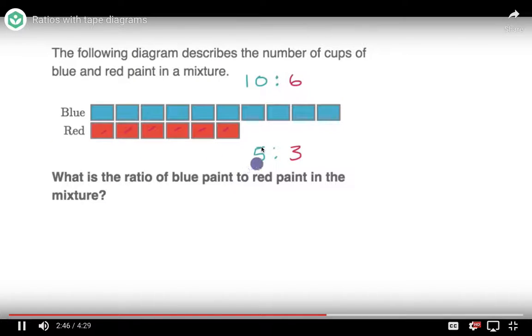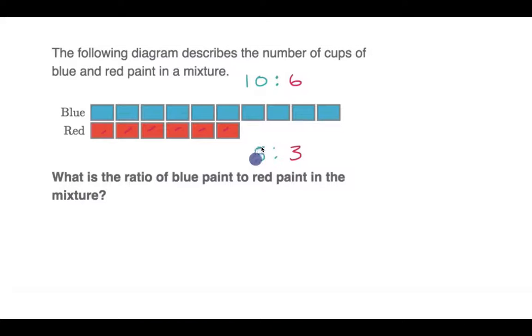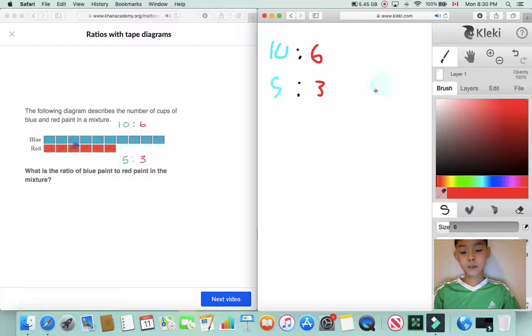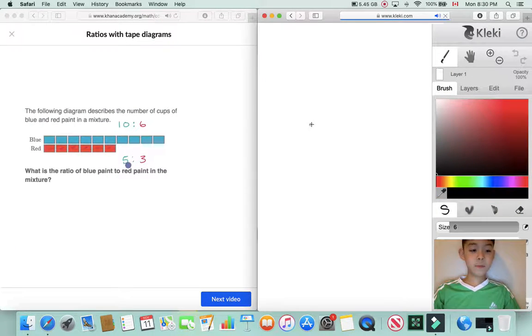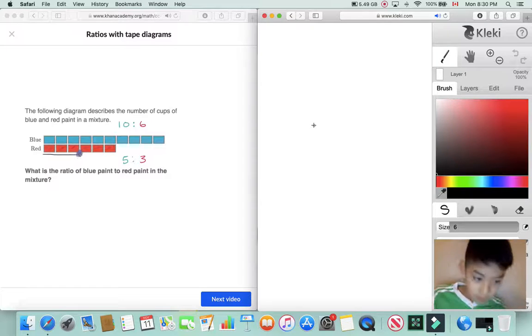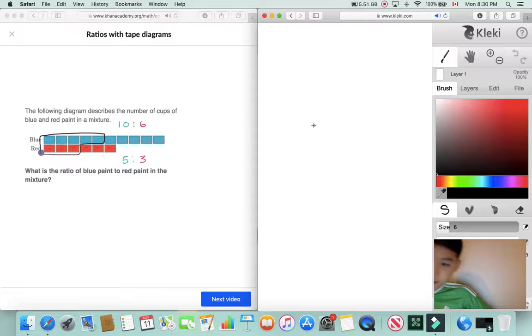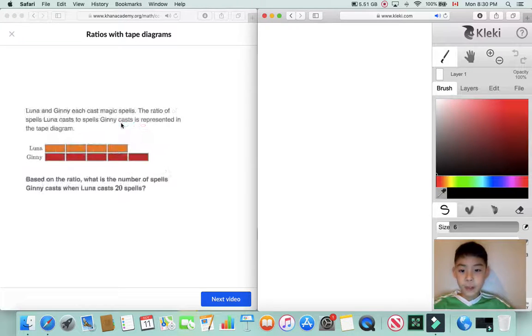So one way to think about it is for every 5 blue squares, you have 3 red squares in this diagram, in this tape diagram that's sometimes called. Or you could say for every 5 cups of blue paint, you have 3 cups of red paint in our mixture. And you can even see that here: 3 cups of red paint and 5 cups of blue paint. And you see that again right over here. Let's do another example.